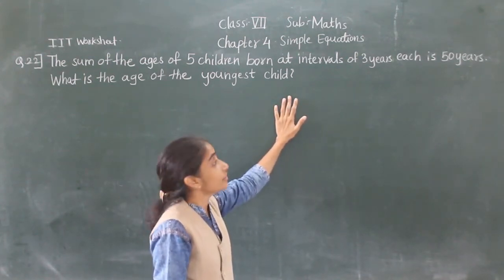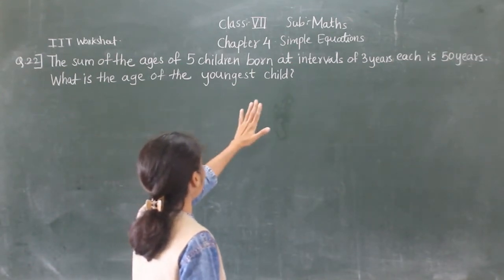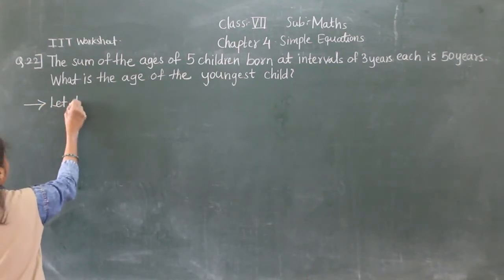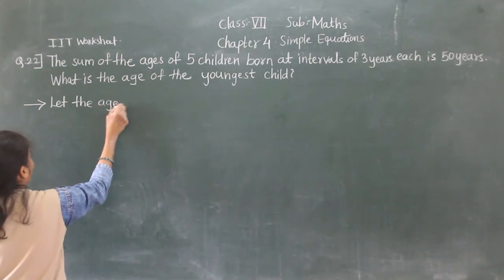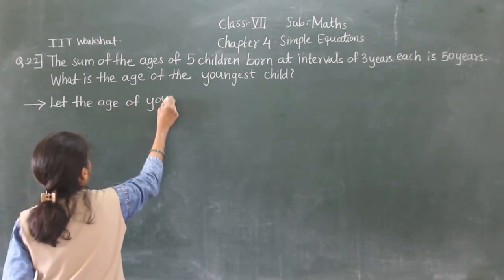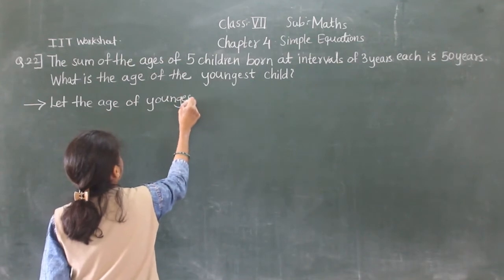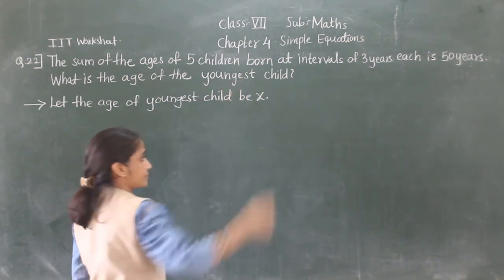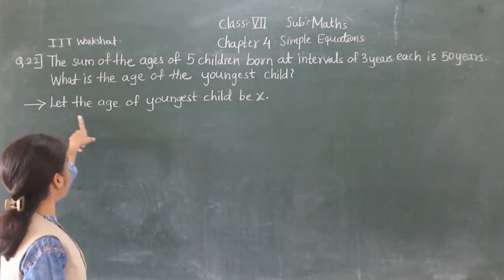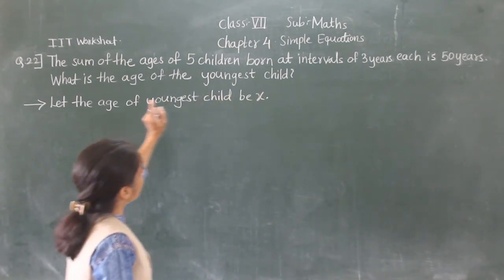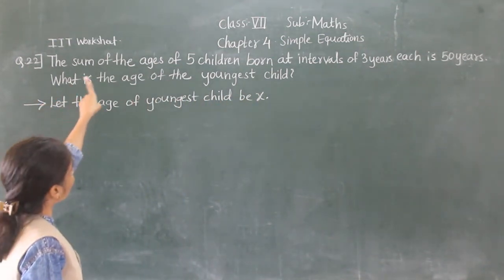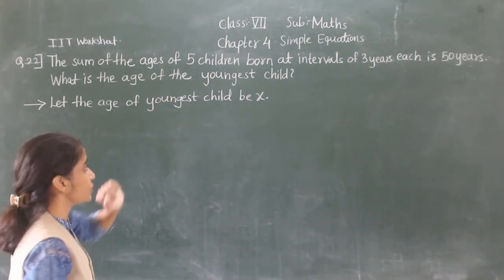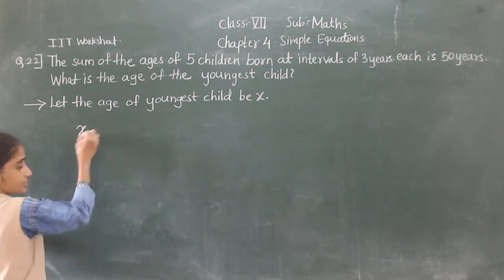So let the age of the youngest child be x. We are going to consider the age of the youngest child be x. Now what is given in the question? The sum of the ages of 5 children born at intervals of 3 years each. So now the youngest child is x.